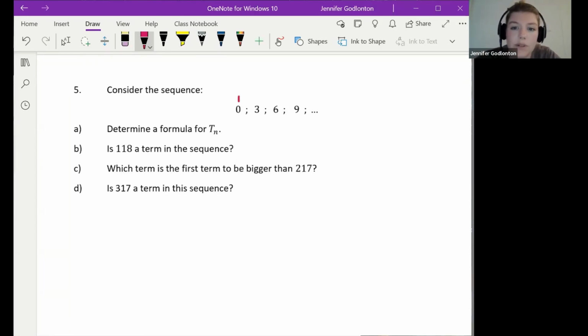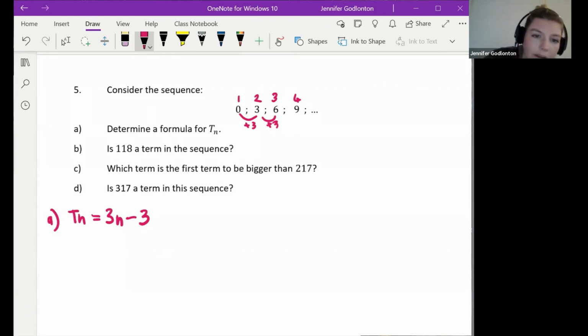Okay, so this is position 1, position 2, position 3, position 4, and I am increasing by 3 each time. And so TN is going to equal 3n. How would I get to 0 from 3n? I have to minus 3. Okay, so I've got TN. Done.